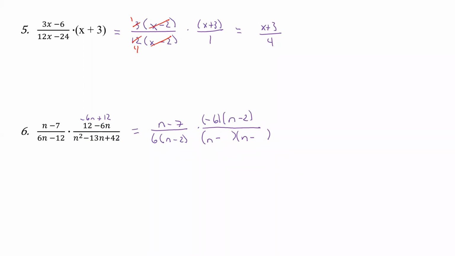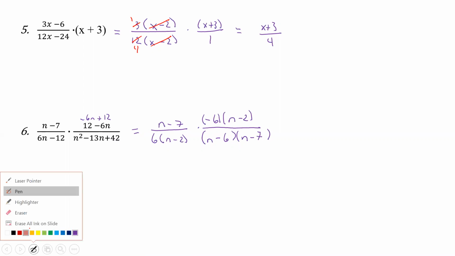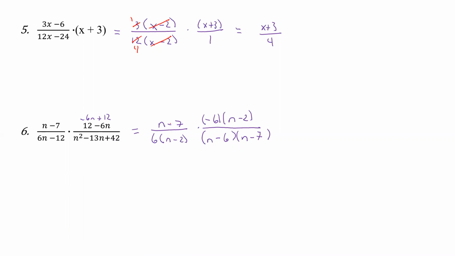And now two factors of 42 that add to 13, well, that would be 6 and 7. Now I think I have everything factored as much as possible. So it looks like n minus 7, n minus 7. Now here I have n minus 2, n minus 2. Now here, one of those cancels there, and I have a minus 1 still here.